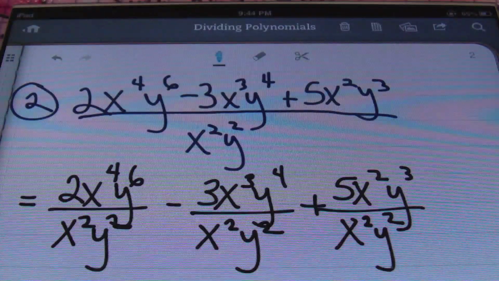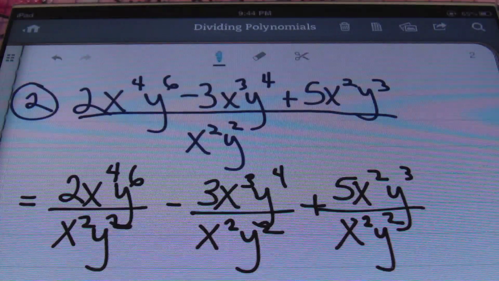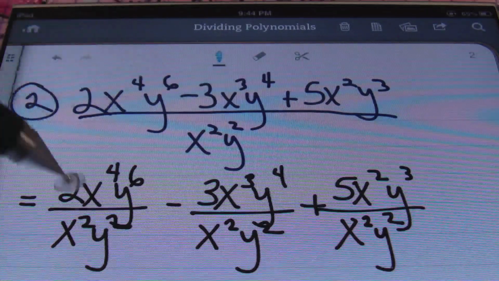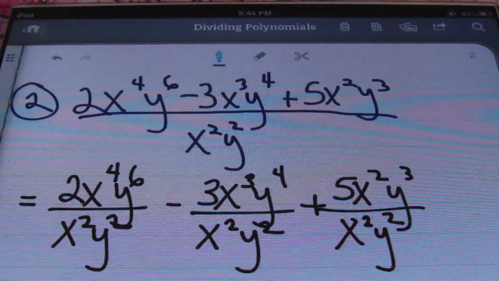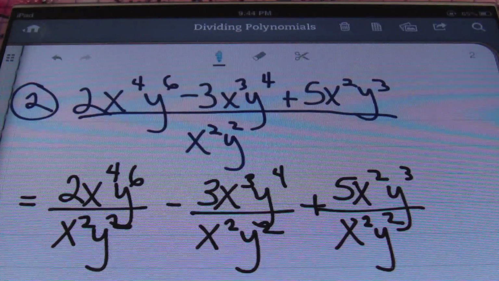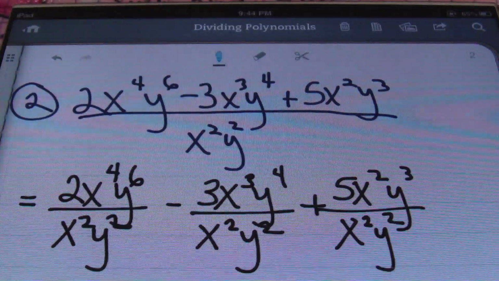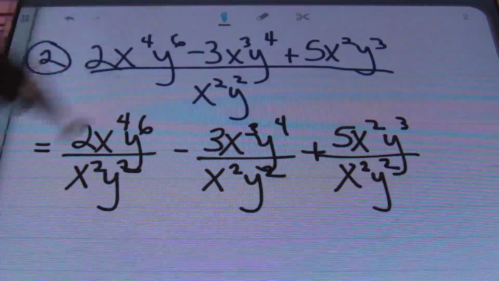So what I just did here was expand the problem by writing each term in the numerator over that common denominator of x squared y squared. Remember, you can only do this when you're dividing by one term, a monomial, in the denominator. Okay? So from here, I simplify each one of these fractions.